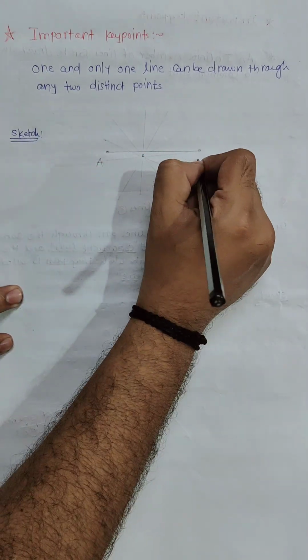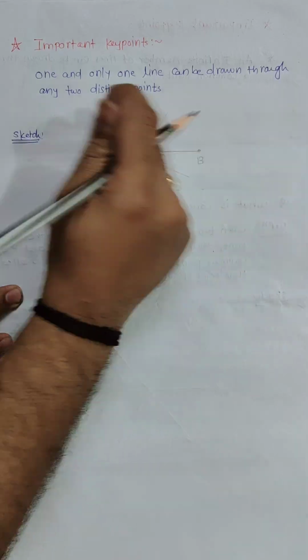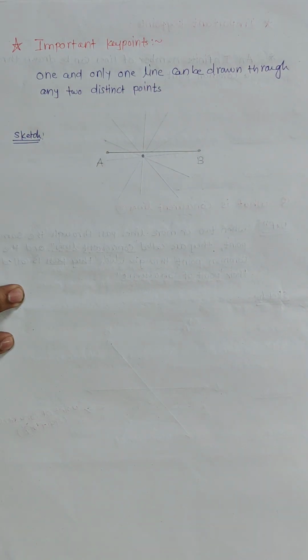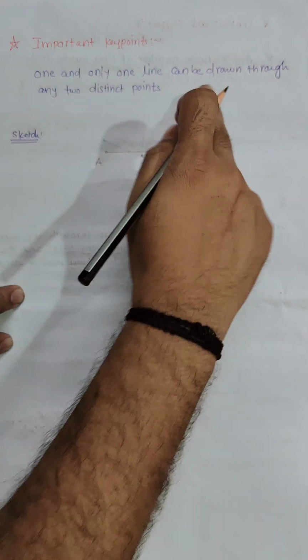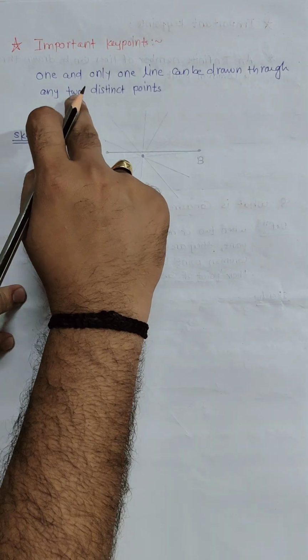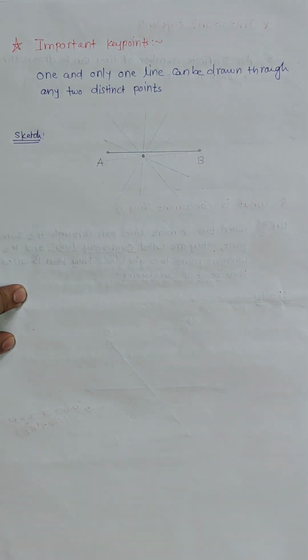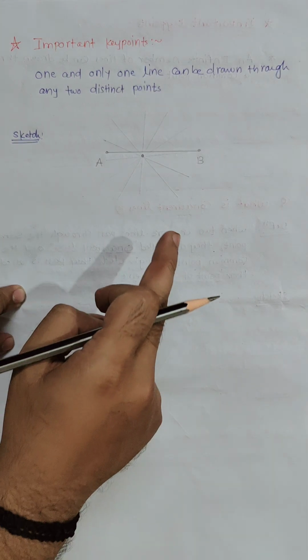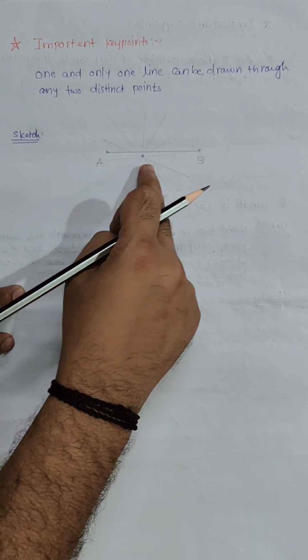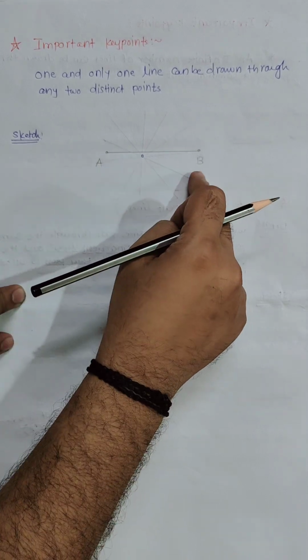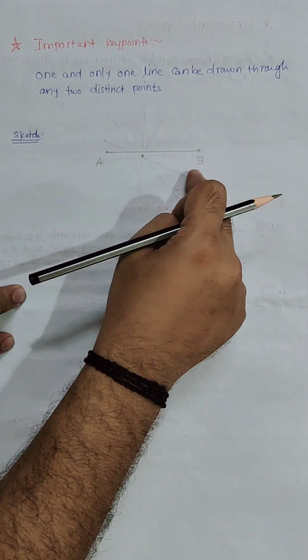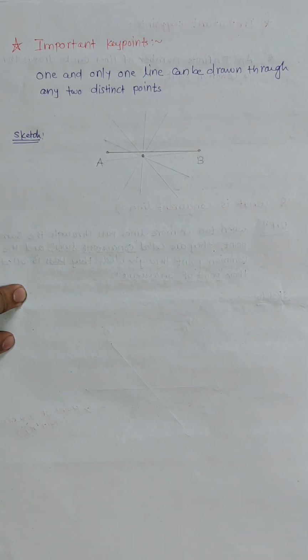Point A and point B are the endpoints. Only one and only one line can be drawn through any two distinct points. In Marathi, दोन भिन्न बिंदूतून जाणारी एक आणि एकच रेषा काढता येते. बरोबर का? As per that, point A and B are joined by the line.